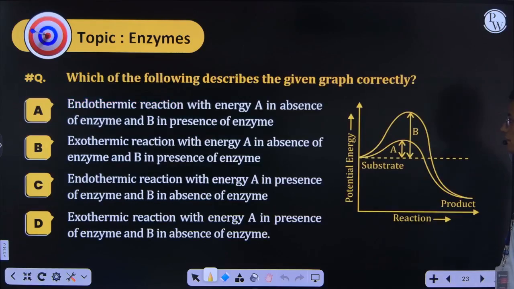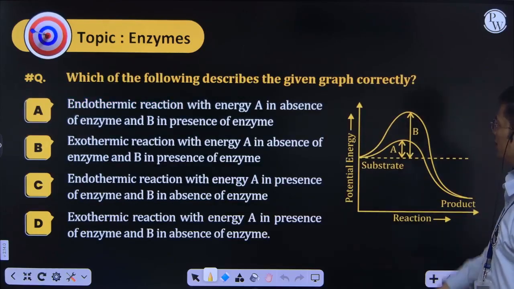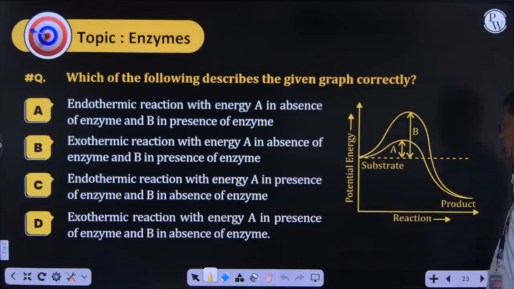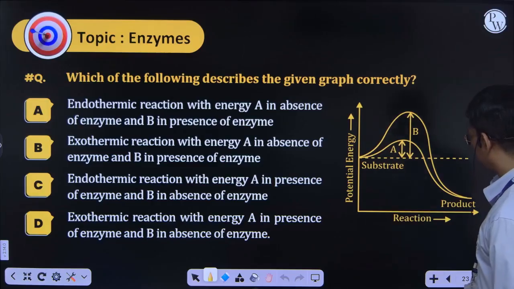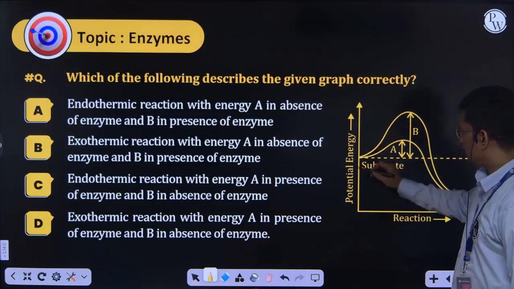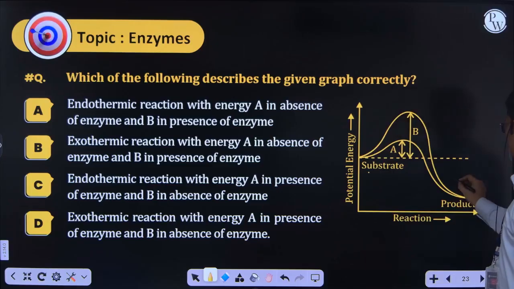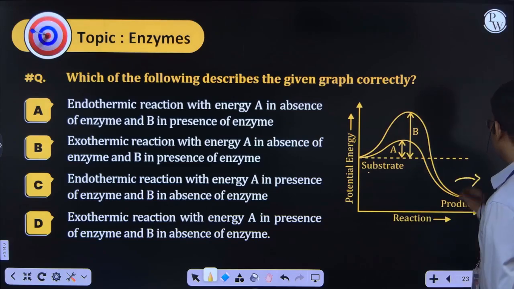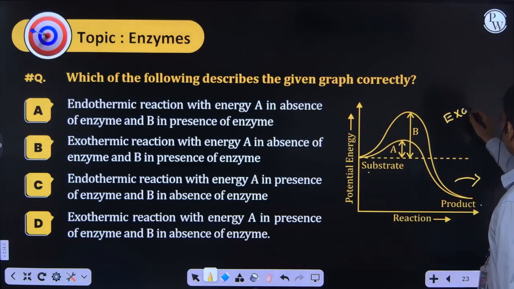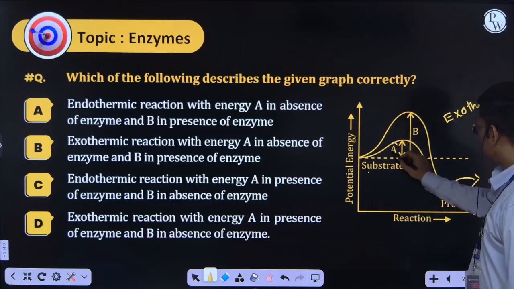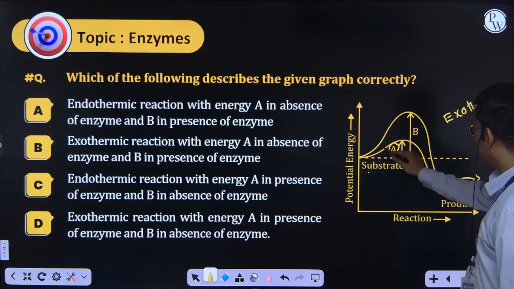Okay, next one. Which of the following describes the given graph directly? Here you can see this graph; which type of reaction is it, exothermic or endothermic? The potential energy of the substrate is more compared to the product. Substrate is more, product is less, energy is lost here. So this is an exothermic reaction.